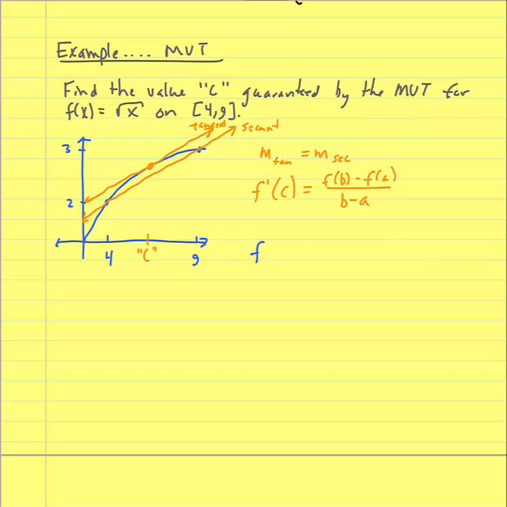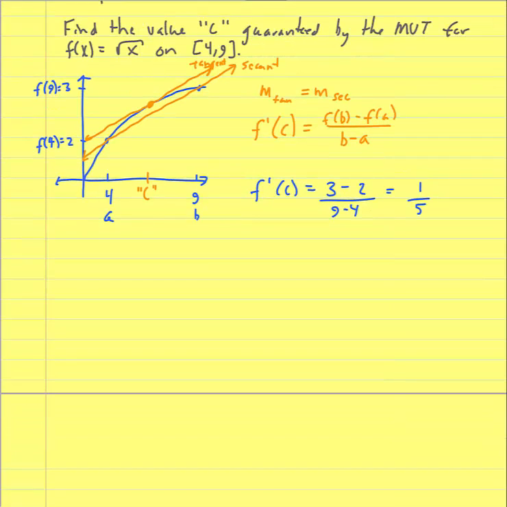So let's go ahead and have a look. F prime at c. Well, let's call 4 a and 9 b. So f of b was right up here at 3. So this is f at 9. This is f at 4. So f of 4 was equal to 2, all over b minus a. Well, that's 9 minus 4. So I get 3 minus 2 is 1, 9 minus 4 is 5, and I get 1/5. So I get f prime of c is equal to 1/5.